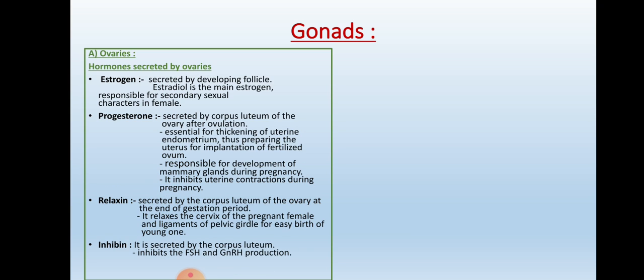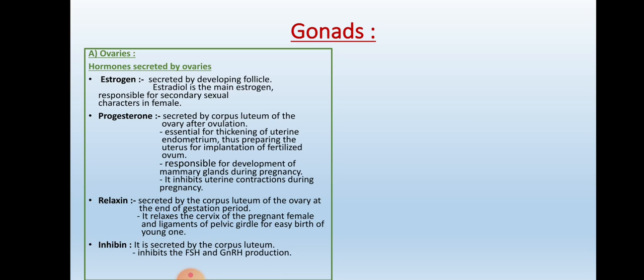Ovaries produce four hormones: estrogen, which is secreted by developing follicles. Estradiol is the main estrogen responsible for secondary sexual characters in females. The second most important hormone is progesterone, which is secreted by the corpus luteum. How is the corpus luteum formed? When the Graafian follicle releases the ovum, the scar tissue that is formed is called the corpus luteum.